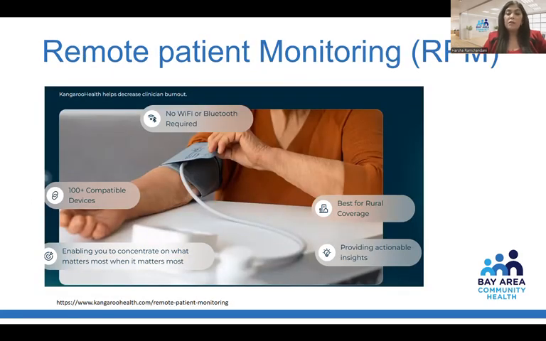The next tool that we currently are using is called remote patient monitoring. This is a company that we work with called Kangaroo Health, and they provide devices for blood pressure checks, continuous glucose monitoring, simple glucometers, and weighing machines to our high-risk patients. They capture the data from patients, which could be two times a day or multiple times a day, and push it back to our EHR for us to review. They also have nurses and care coordinators that can help engage the high-risk patients.